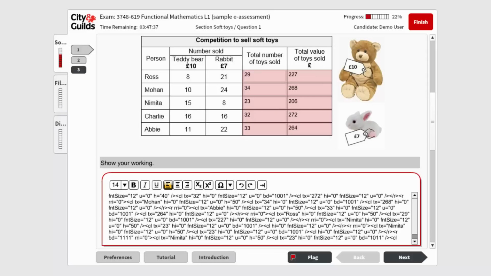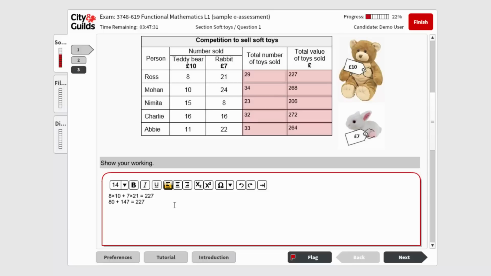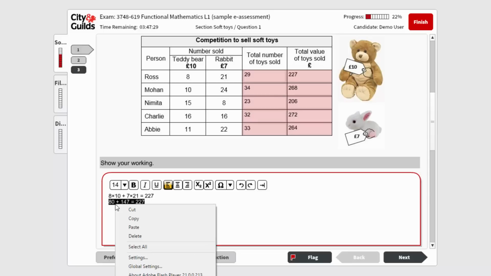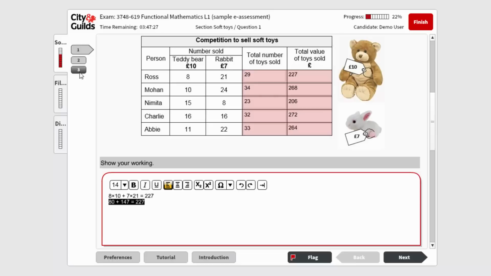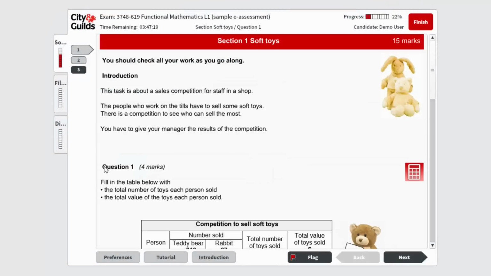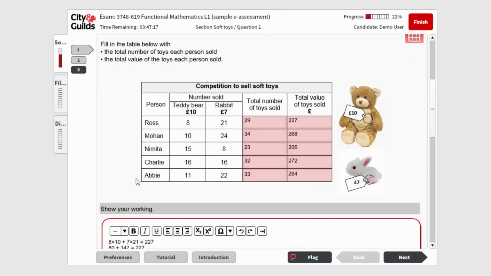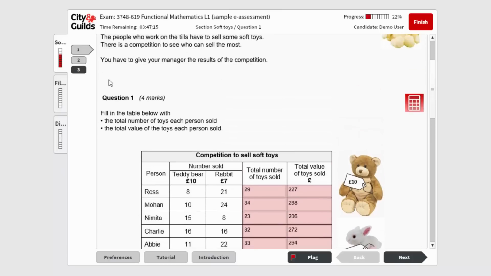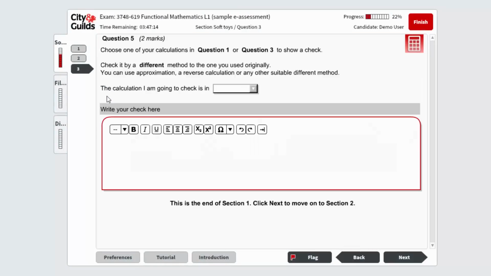So you can see I've got a question there. Oops. So we can just undo it if we click on the undo button. So I pasted instead of copying there. So I'm going to copy that out by right clicking. So that's the sum. We added those together to get 227. Okay. That was from question 1. So I'm going to say I picked question 1.